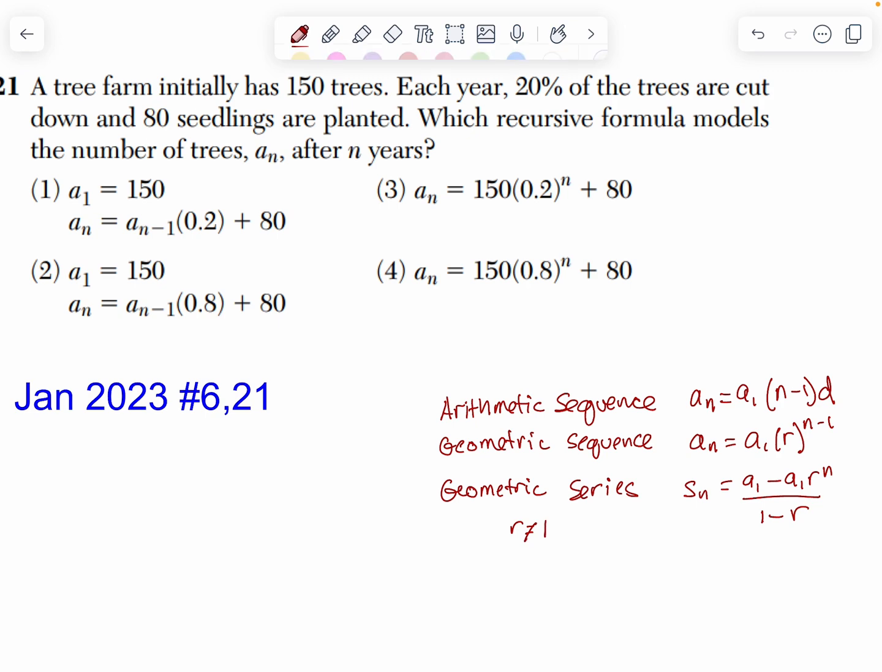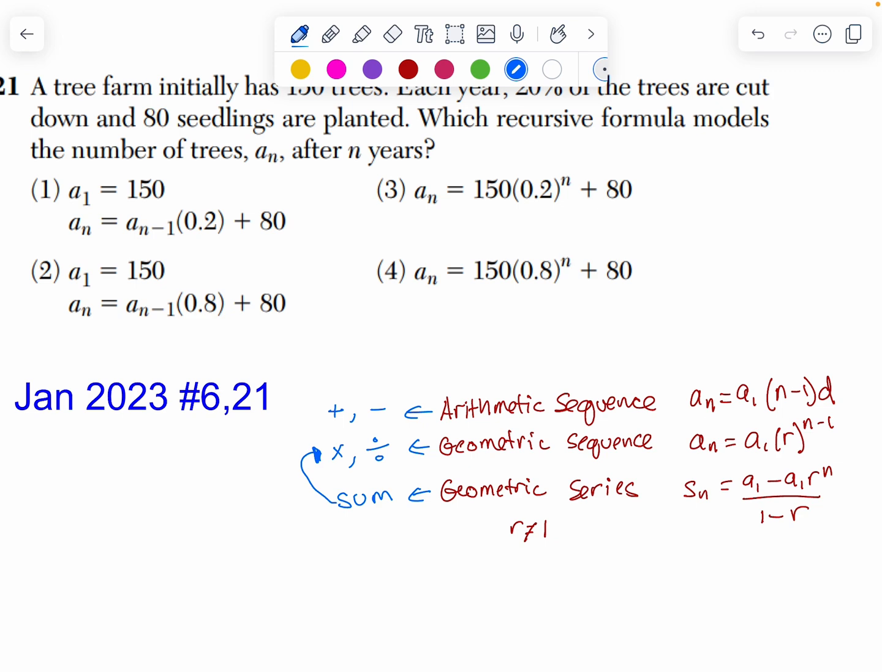Now, something to keep in mind when working with these, arithmetic sequences are the sequences that are the result of repeated addition and repeated subtraction. Geometric sequences are repeated multiplication and repeated division, and series are the sum of, and in this case, geometric series is the sum of sequences that are the result of repeated multiplication and division.